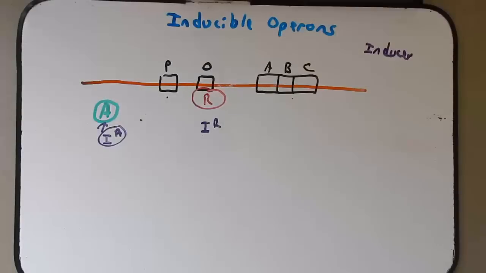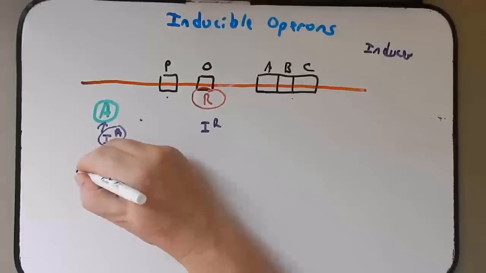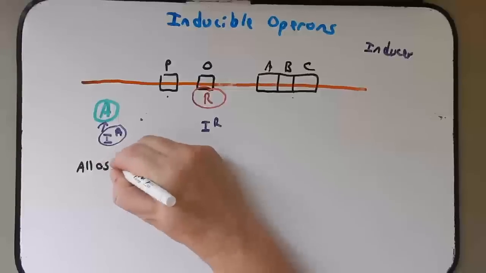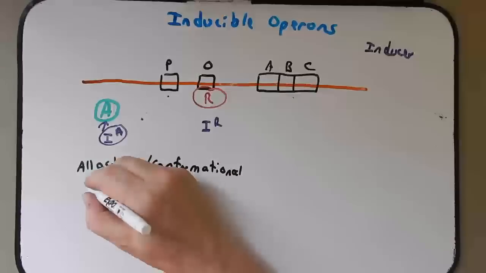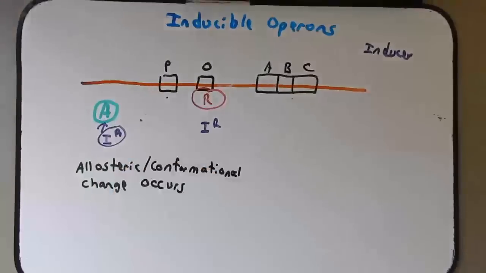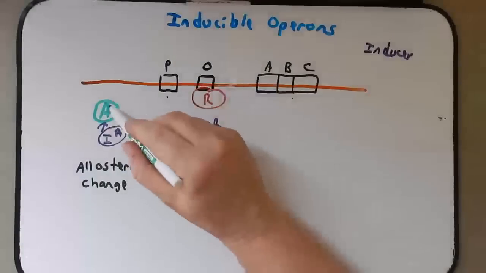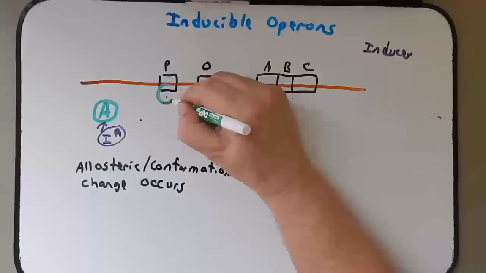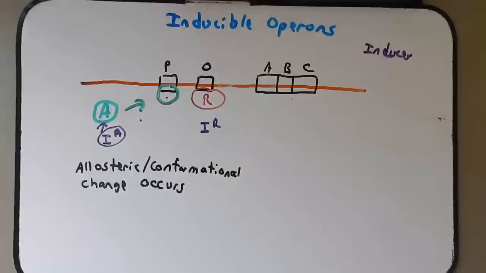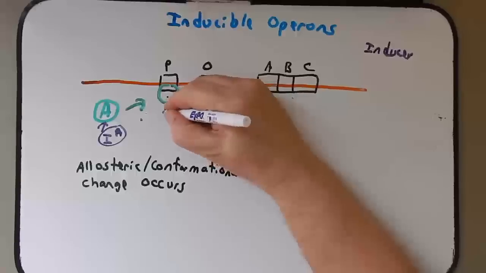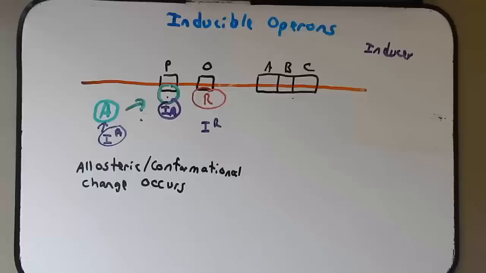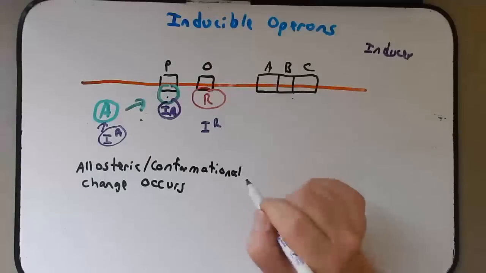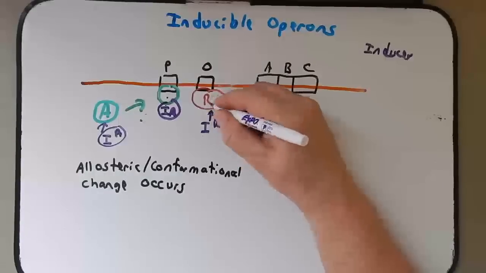When that happens, something called an allosteric, or sometimes we'll call it a conformational change, occurs. And that conformational change now allows this activator to bind to the promoter, but only because the inducer A here has bound to it. This other inducer, remember, is going to be a separate chemical. It's going to bind to this repressor.